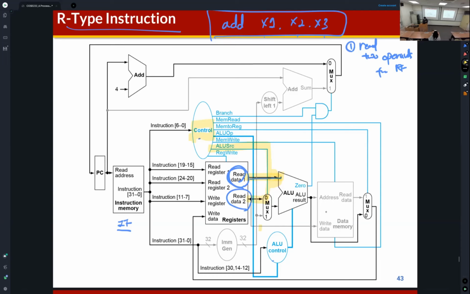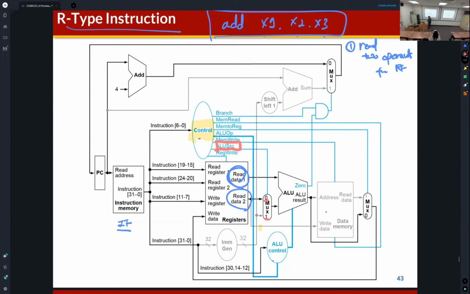ALU source. What is the value of ALU source for the R-type instruction? So this is 0, as you can see, this is 0 and this is 1. So what is the value of ALU source for the R-type instruction?